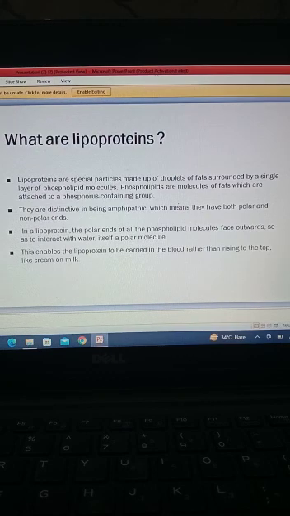Now what are phospholipids? Phospholipids are molecules of fats which are attached to a phosphorus-containing group. Second, they are distinctive in being amphipathic, which means they have both polar and non-polar ends. In a lipoprotein, the polar ends of all the phospholipid molecules face outwards so as to interact with water, itself a polar molecule. This enables the lipoprotein to be carried in the blood rather than rising to the top like cream on milk.